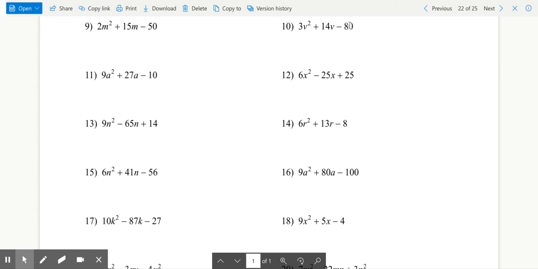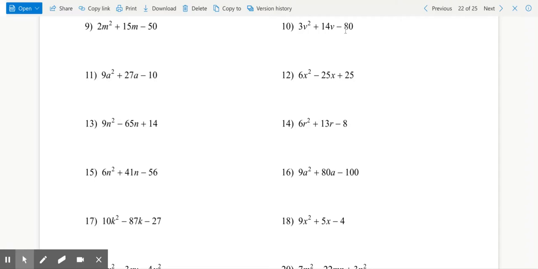Now, this doesn't have anything in common, right? 3 doesn't go into 14, and it doesn't all have the same variable or anything. So there's nothing that I can factor out of all three. So I can't do that, but later on when we're doing more general factoring, that's always going to be our first step, so I wanted to mention that here. Once you've done that, then you can go on to the actual factoring.